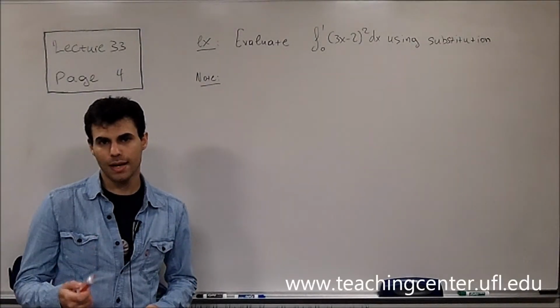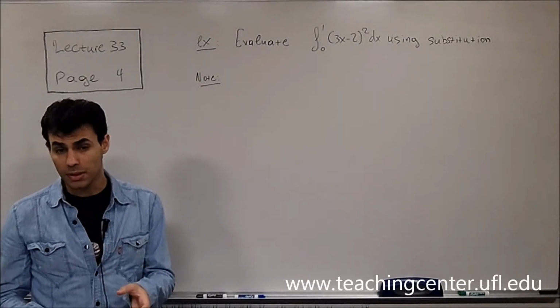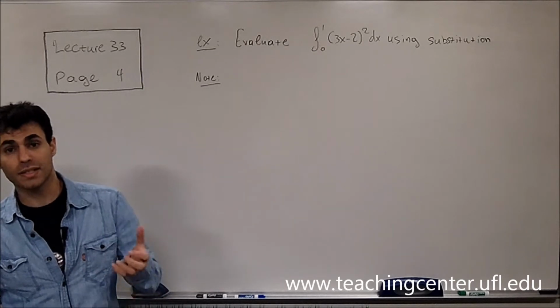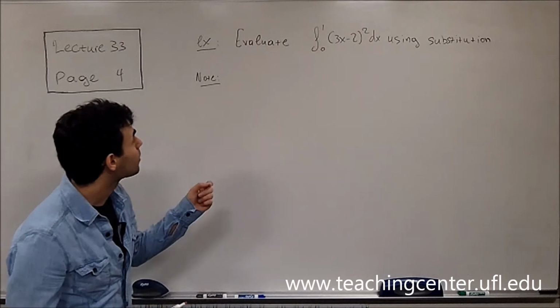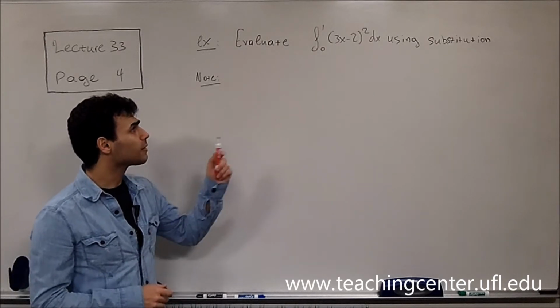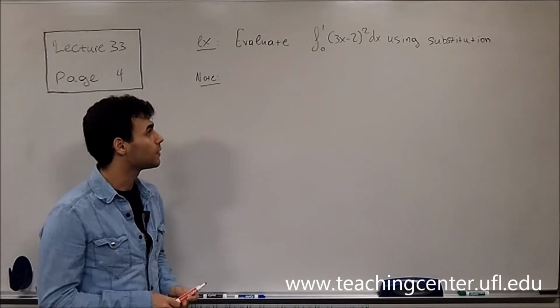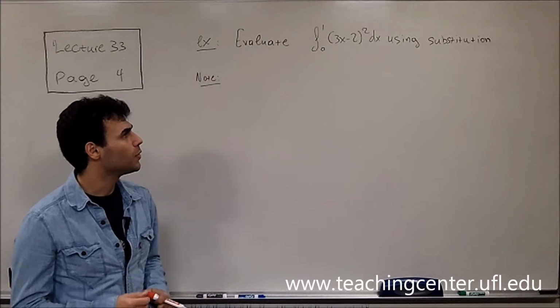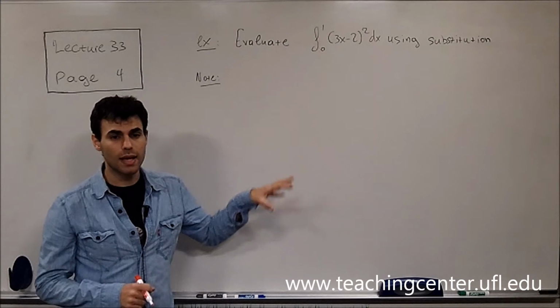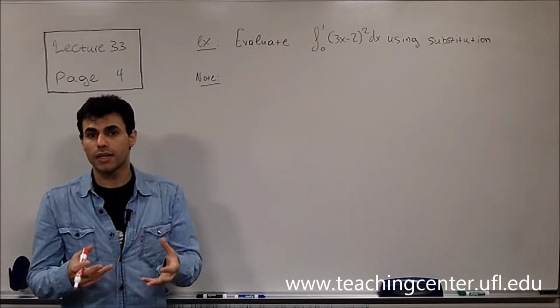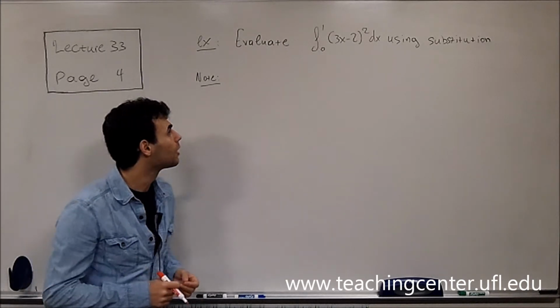Now, let's talk about an example that blends the fundamental theorem of calculus, indefinite integrals, definite integrals, and u substitution. So the question is to find the definite integral from 0 to 1 of (3x minus 2) squared dx by using substitution. Okay? And in all these examples, there are two ways to do it. I'm going to present the one that I think is simpler.